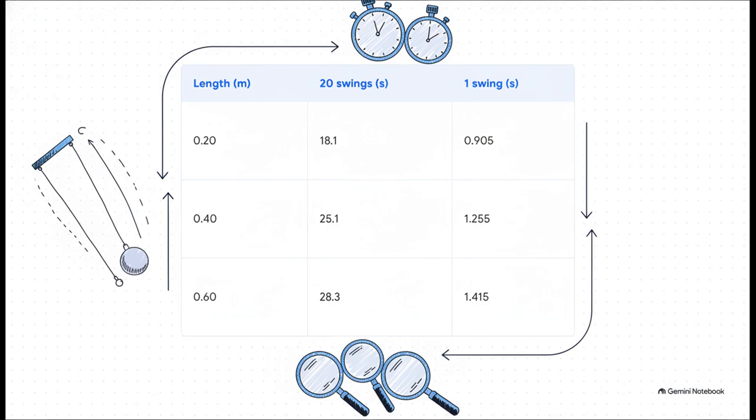By timing 20 swings first, they could calculate the precise period of a single oscillation with a really high degree of accuracy. I mean, they calculated it out to 3 decimal places, like 0.905 seconds for the 0.20 meter string. It just goes to show how absolutely crucial methodology is for accurate data collection.